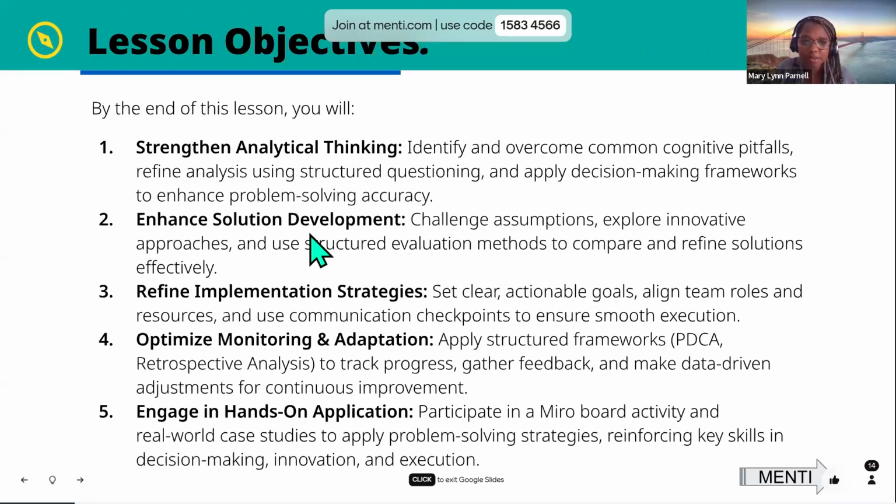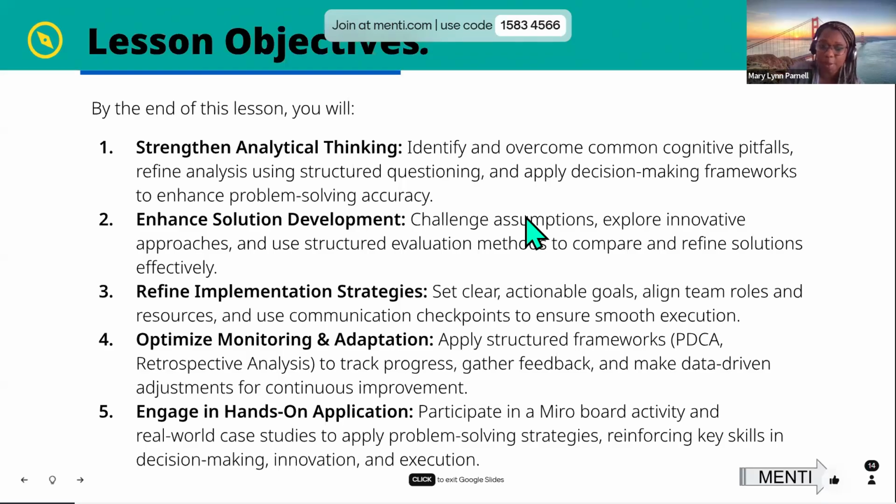So remember, we had enhancing solution development. This is where we'll be challenging assumptions, exploring innovative approaches, and using structured evaluation methods to compare and refine solutions effectively. We'll also refine our implementation strategies. What does it mean to set clear, actionable goals? Aligning our team roles, resources, and really enforcing our communication checkpoints to ensure smooth execution.